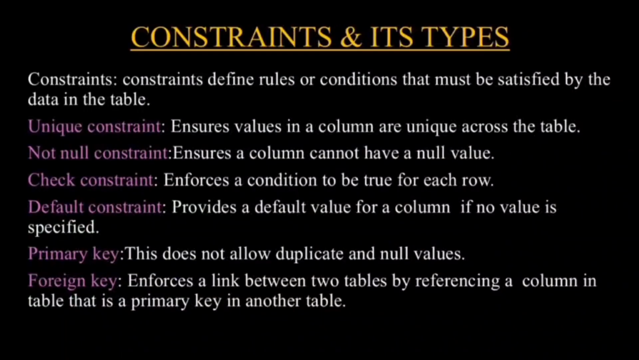Coming to the default constraint, it provides a default value for a column if no value is specified. Example: if you have a column for country and set a default value USA, whenever a new row is added without specifying the country, USA will be automatically added. Coming to primary key, this does not allow duplicate and null values. Example: if you have a user ID column as a primary key, every user must have a unique ID and no two users can share the same ID.